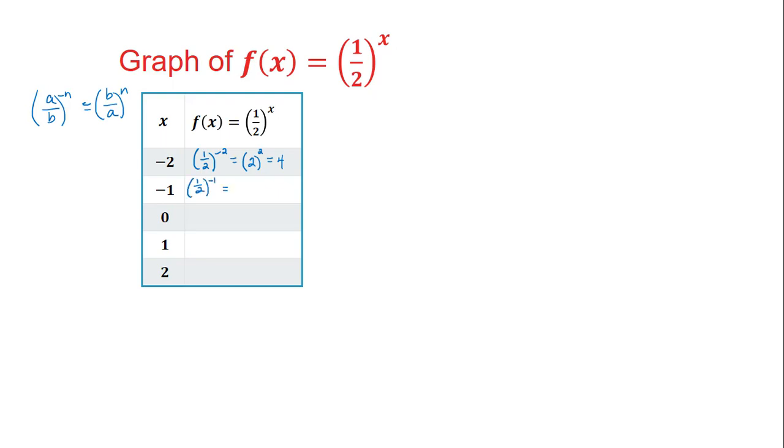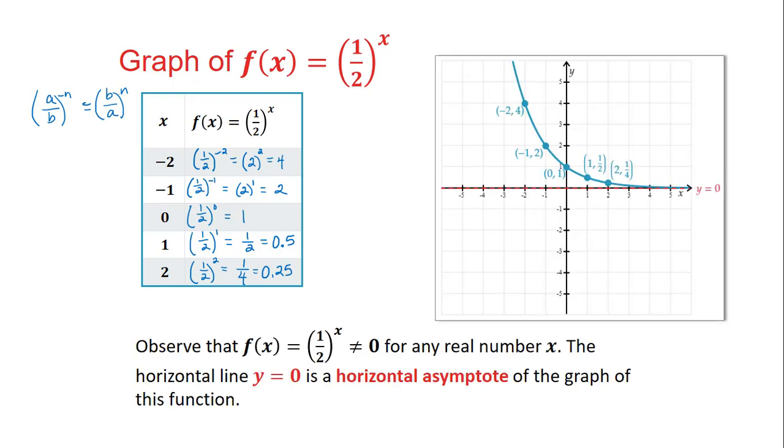1/2 to the -1 is equivalent to 2 to the 1, or 2. 1/2 to the 0 is 1. 1/2 to the 1 is 1/2, or 0.5. And then 1/2 squared, 1/2 times 1/2, is 1/4, or 0.25. So when I plot these on a coordinate system, notice that I have (-2, 4), (-1, 2), (0, 1), (1, 1/2), and (2, 1/4). So again, I find that the output is never equal to 0. So I see that, again, the line y equals 0 is a horizontal asymptote of the graph.